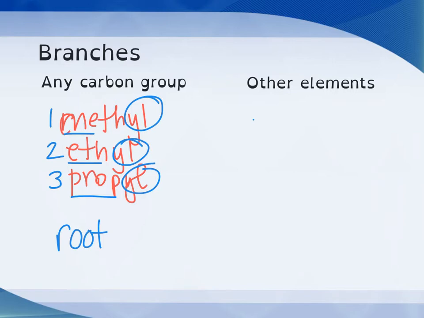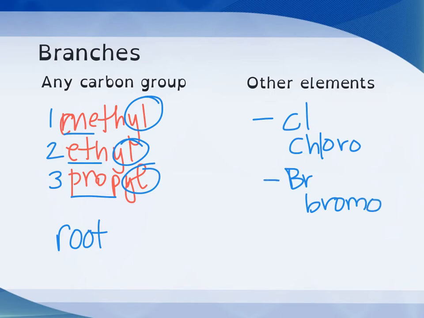Other things that can be branched are things like chlorine. This would give us a name like chloro. If we had a bromine, you guessed it, bromo. If you have, I guess, a fluorine, it'd be fluoro.